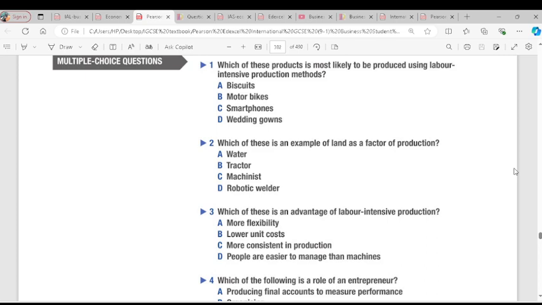Motorbike is capital intensive. Smartphones are capital intensive. Smartphone is a phone. It has to be packed. Wedding gowns. What is wedding gowns? Clothes, the gowns they wear at the wedding. That's labor intensive. People will sew it. I never heard of wedding gowns. You should have asked. So the answer is wedding gowns anyway.